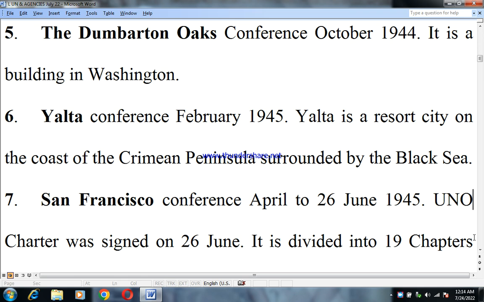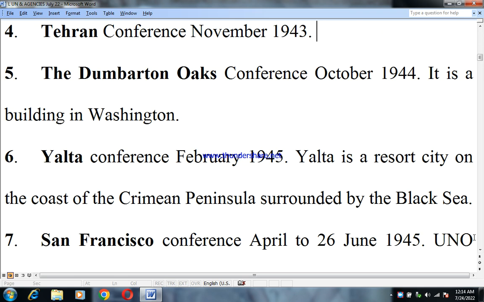Number 5, the Dumbarton Oaks Conference, held in October 1944. What is Dumbarton Oaks? It is always asked in the questions. It is a building in Washington where that conference was held.